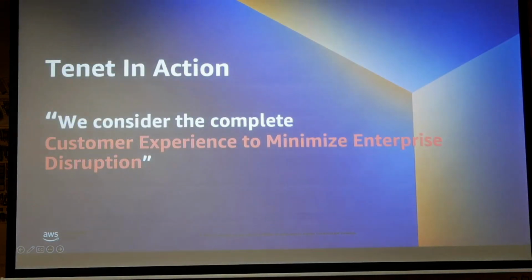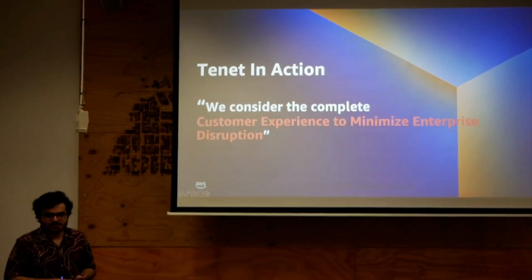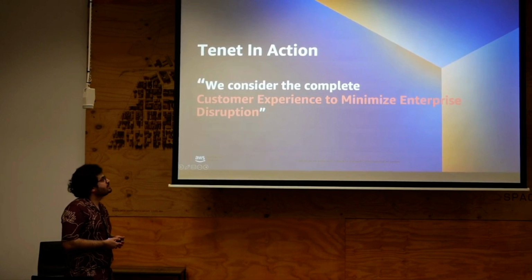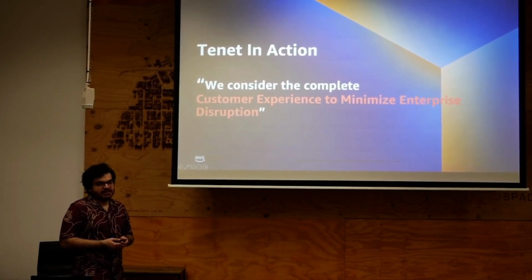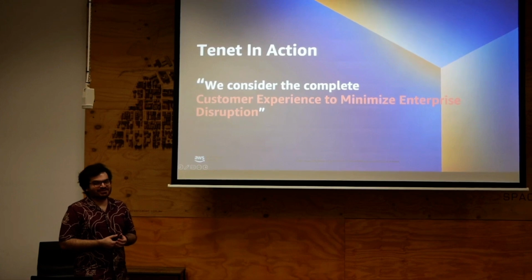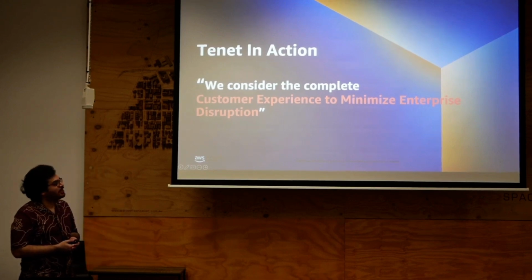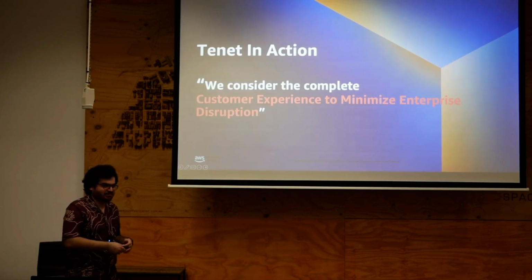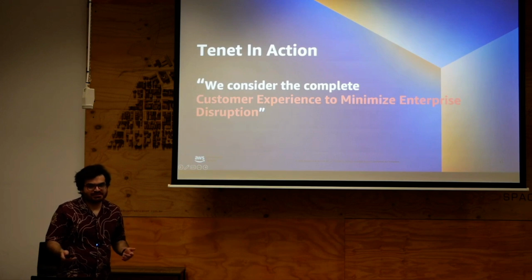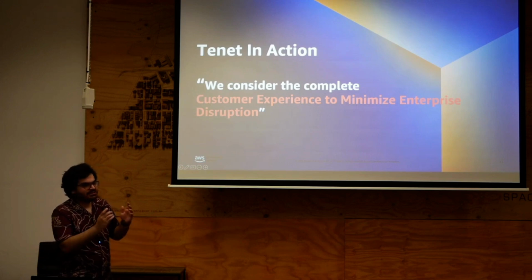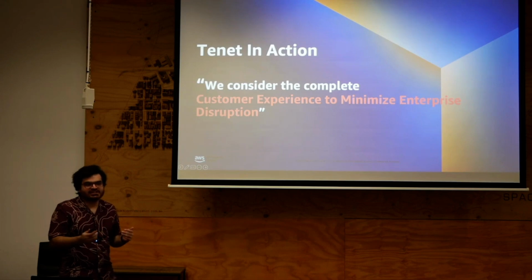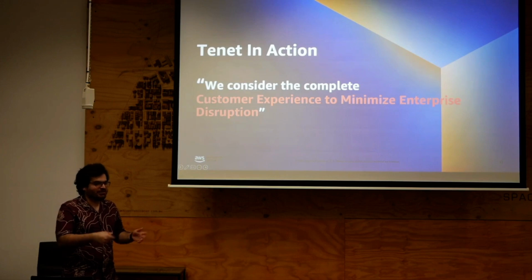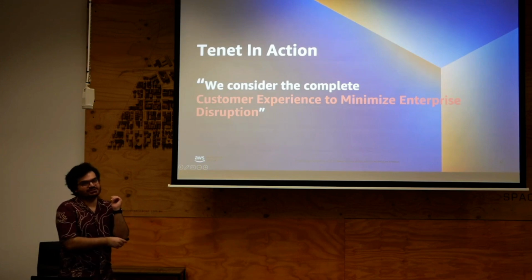Cool. So that was the first tenet that we covered, which was do more with less. The second tenet is that we consider the complete customer experience. Enterprise disruption: with modernization projects, one of our aims generally is to minimize enterprise disruption. The honest truth is a lot of us work in resources companies and companies that are not tech. Tech generally is an auxiliary function. So when there is an IT outage, we all know how the story goes. So we want to minimize enterprise disruption.